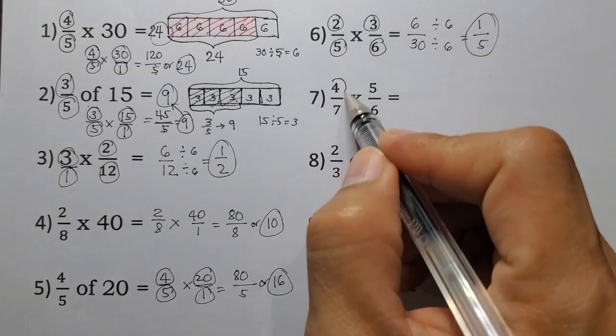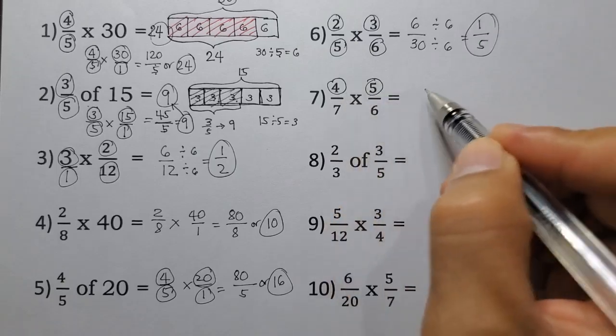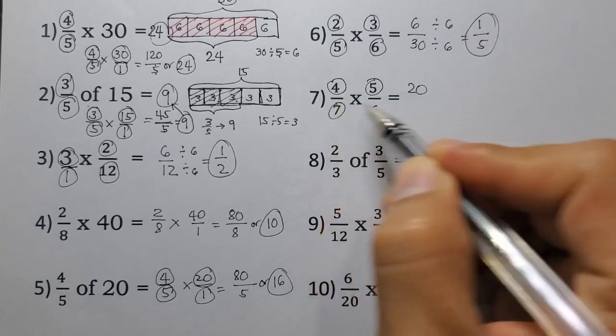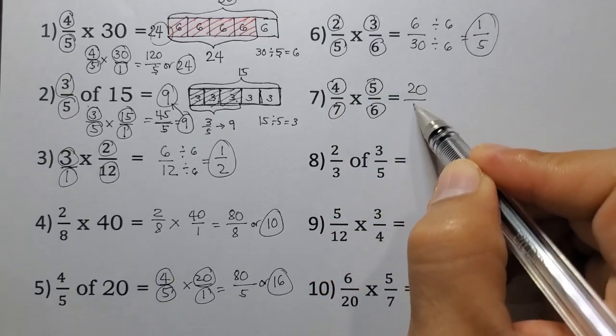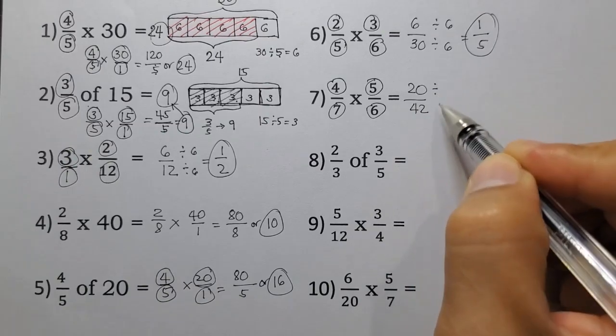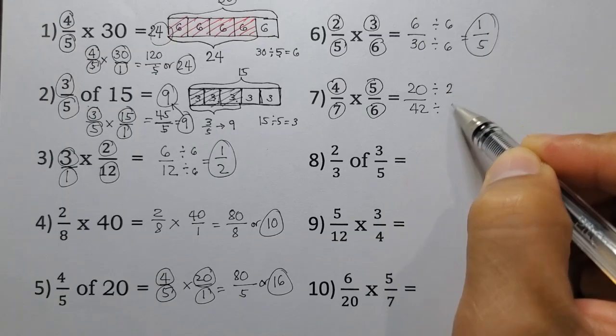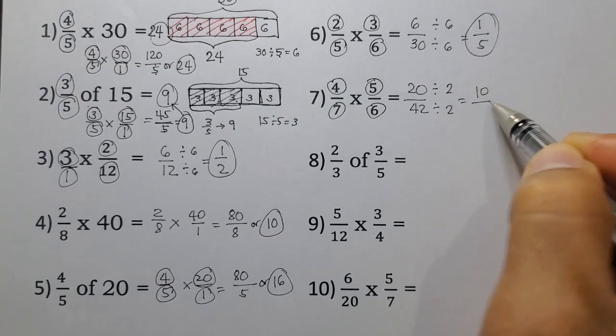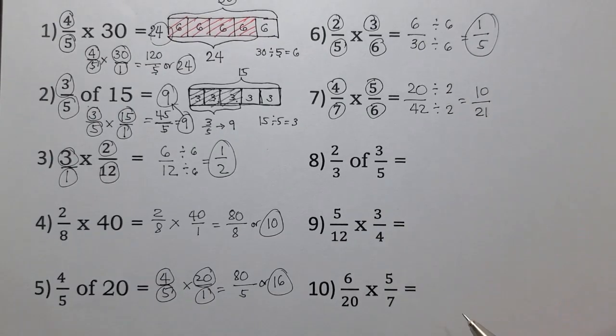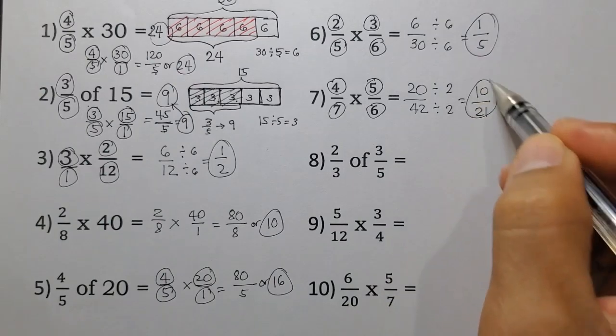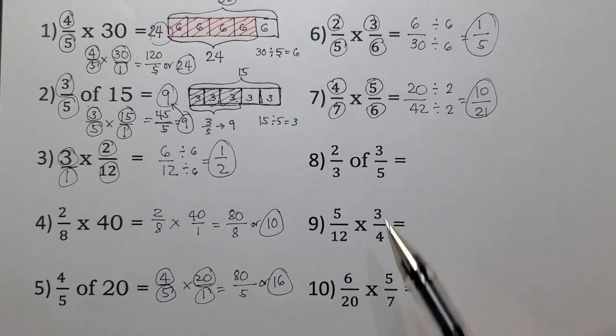Same thing here. 5 times 4, 20. 7 times 6, that's 42. If you wish to write it in the simplest form, divide both by 2. So that will give you 10 over 21. I will leave to you item number 8, number 9, and number 10 to answer.